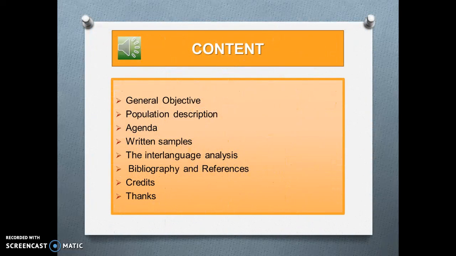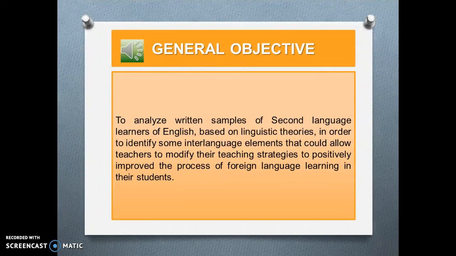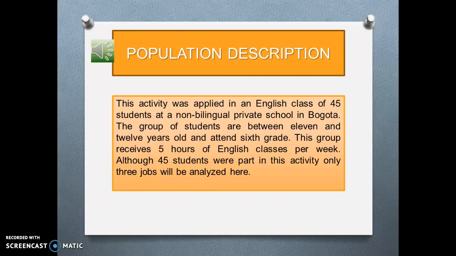The content is in the displayed screen. The purpose is to identify and then analyze some interlanguage elements, elements found in a written samples activity applied to 6th grade children of a non-bilingual private school, in order to have a better understanding of their difficulties learning a foreign language.